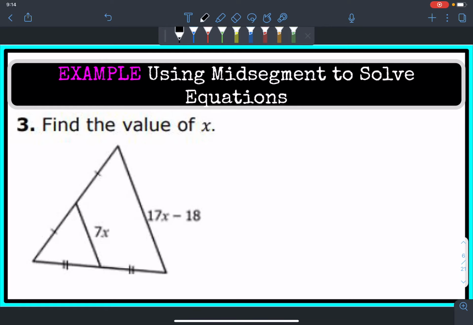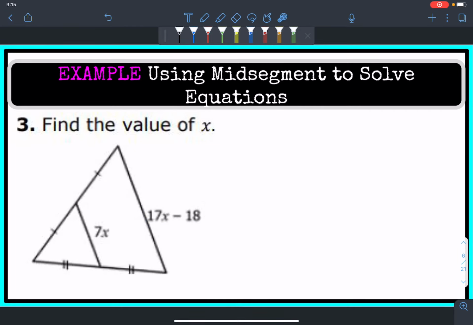to set up equations. On this example, we want to simply figure out the value of x. Since we're given the mid-segment length of 7x and the parallel third side, which is parallel to this mid-segment, at 17x minus 18, the relationship between these two, in order for these two things to be equal to each other, is that this is half the distance of this longer side. So the only way that these two things can ever be equal is if I multiply this by 2, or the other option is if I divide this by 2.